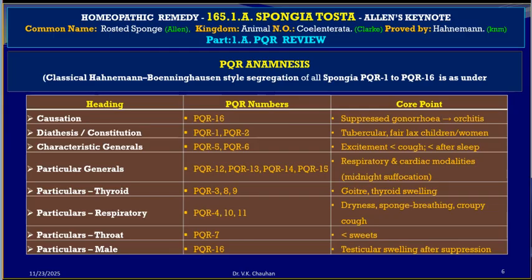Particulars which are located to the throat, it is PQR7, and here it tells pharyngitis which is worse by sweets, and particular for male is PQR16, which also includes testicular swelling after suppression of gonorrhea. So PQR16 has got two components. One is causation and one is the testicular swelling.